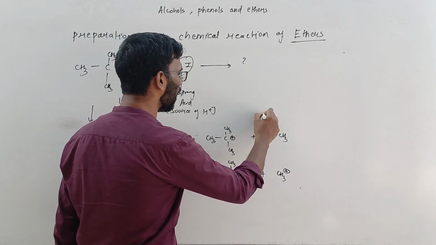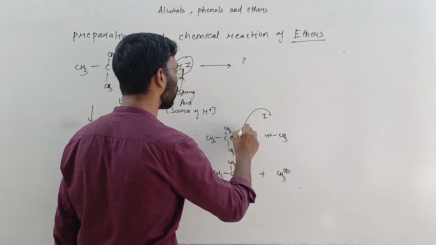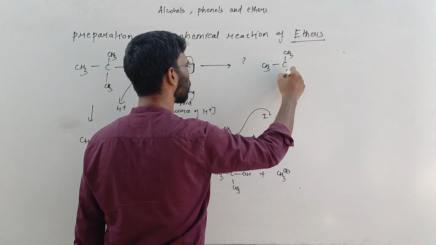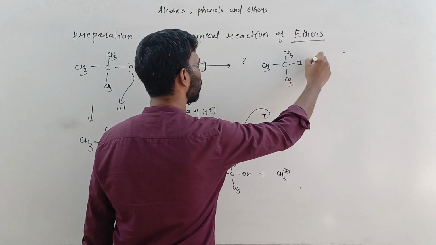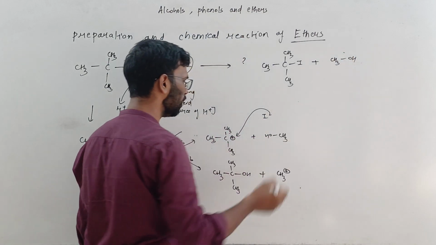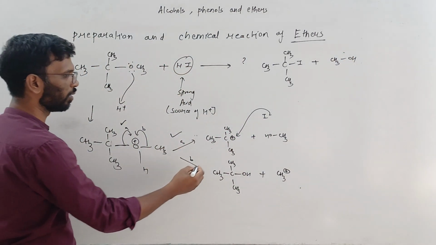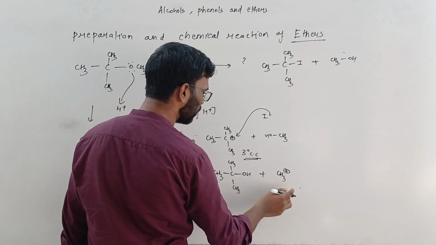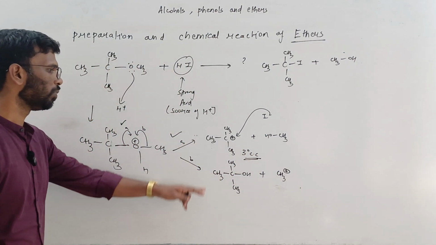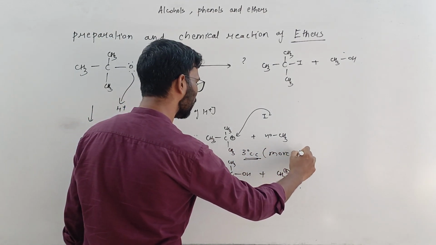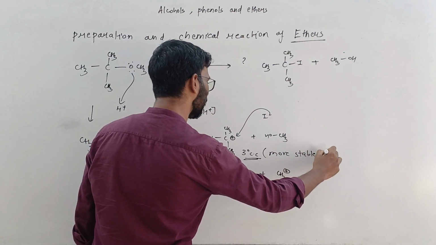So then finally, I minus is going to come and attack over here, and the final product is this plus methanol. This will be the product because here the tertiary carbocation is more stable, and this is a 0° carbocation, right? So this is the more stable intermediate.